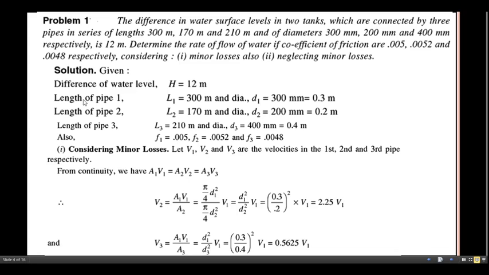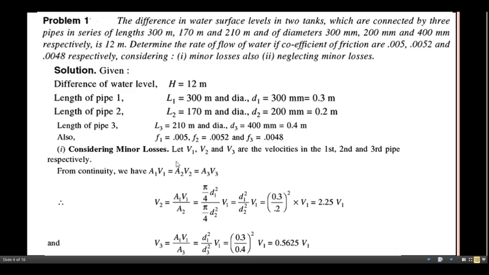Then length of pipe number 1 was 300 meter, and corresponding diameter is also given, 300 mm. Now for the length of pipe 2, 170 meter, and corresponding diameter 200 mm. Similarly for the next one, length was 210 and corresponding diameter 400 mm. So convert all these things into meter. Then see the values of the coefficient of friction, this one f1, f2, f3 etc.